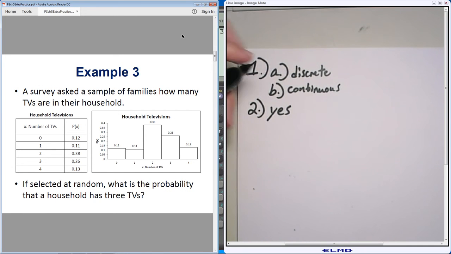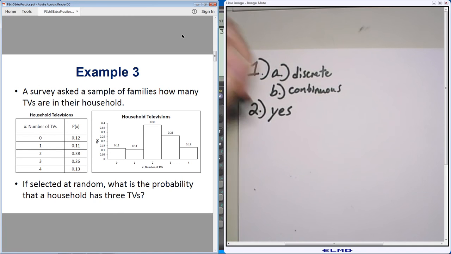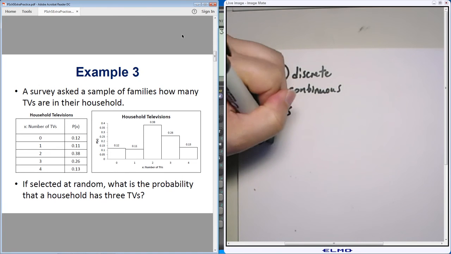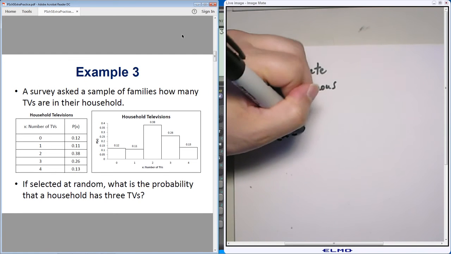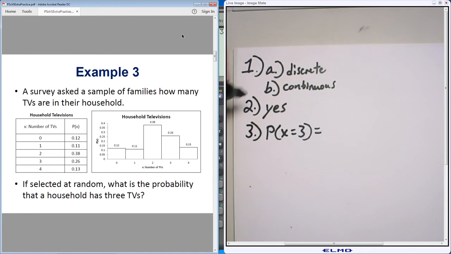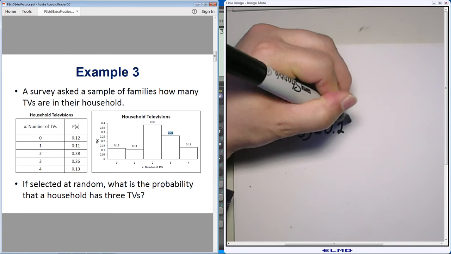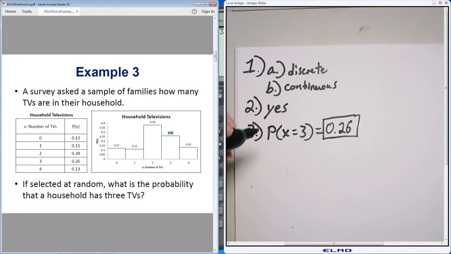Number 3, if a household or family is selected at random, what's the probability that they have 3 televisions? Okay, let's write the notation. Probability X, number of televisions, equals 3, equals. We can use either the table or the histogram for this. Either way that you do it, the probability is going to be 0.26. So just find that number in the table or in the histogram, and you're done.